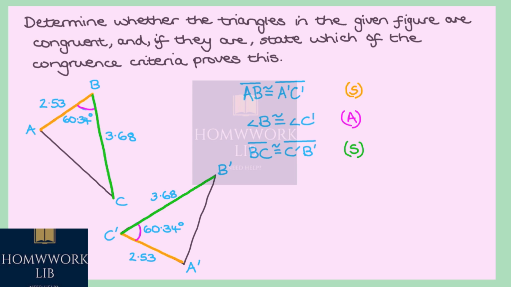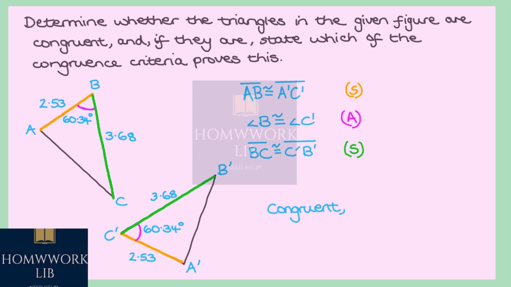So let's look at what we've shown. We've shown that these two triangles have two sides and an angle in common. But more specifically, it's the included angle, the angle that's between the two known sides. This is sufficient to prove that the two triangles are congruent to each other.